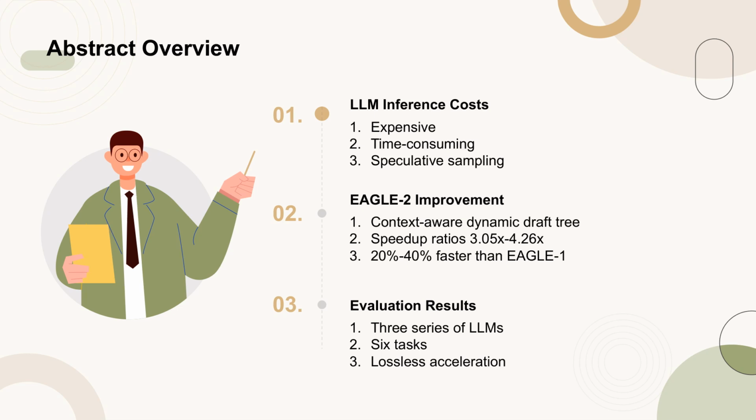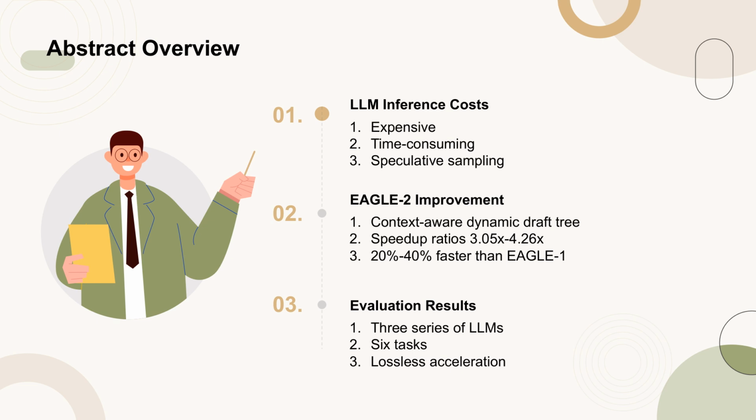time-consuming. Speculative sampling, particularly through methods like EAGLE, has been identified as an effective solution. However, the authors discovered that the acceptance rate of draft tokens is not only position-dependent but also context-dependent. Building on EAGLE, they propose EAGLE-2, which introduces a context-aware dynamic draft tree.